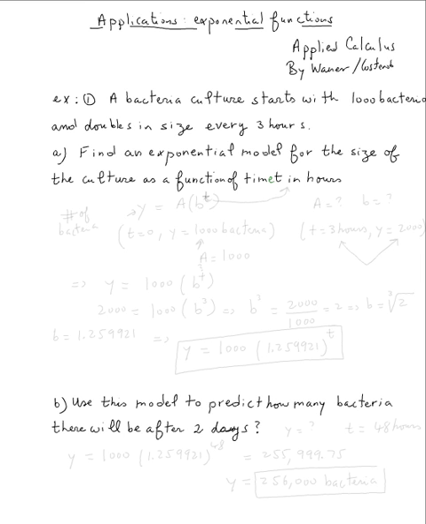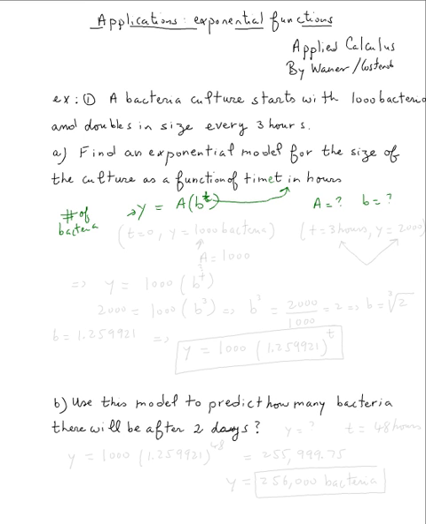is y. So by definition, since it's exponential, it's going to have the form y equals a b to the x. Of course, b to the t. In this case, the independent variable is t. So we know t is time in hours, and y is the number of bacteria. All we need to do is find the a and b, and we're done.